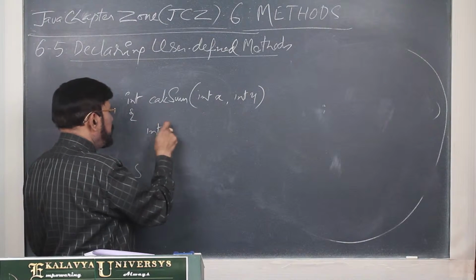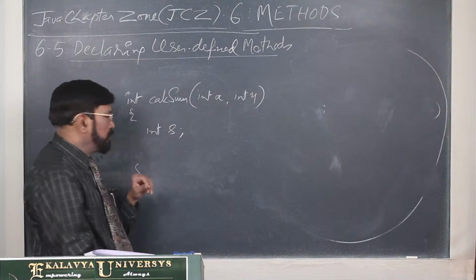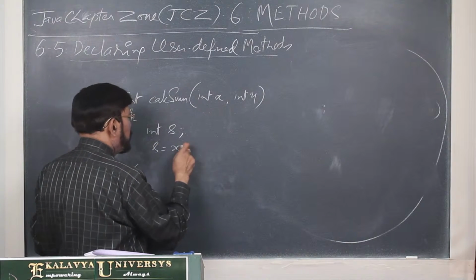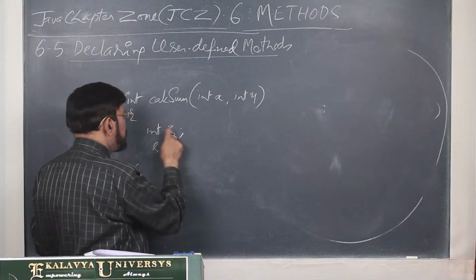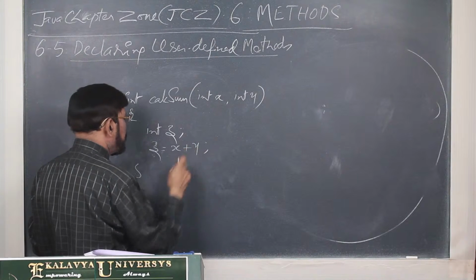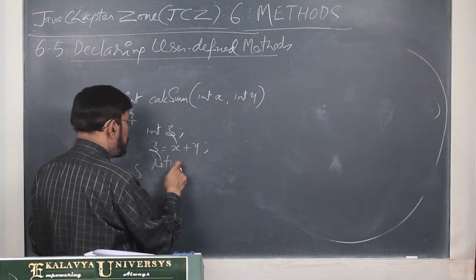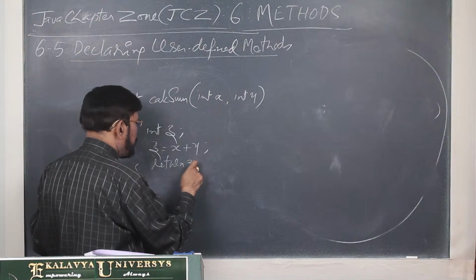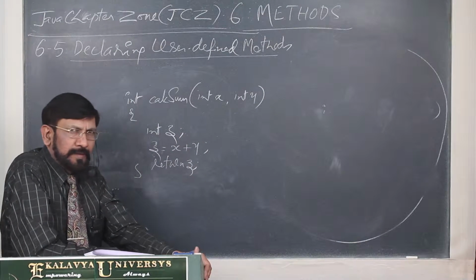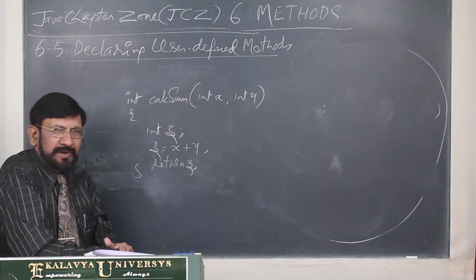Here int s, a local variable we are defining. s is equal to, or I make it a z. z is equal to x plus y. Now return z. This is the return statement. This is the example we consider.